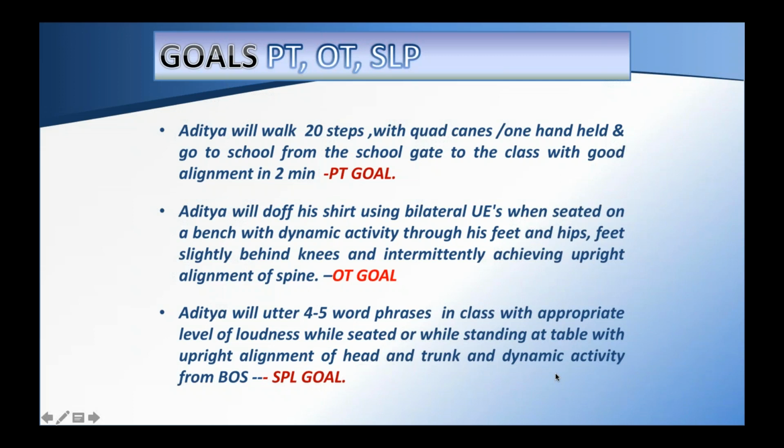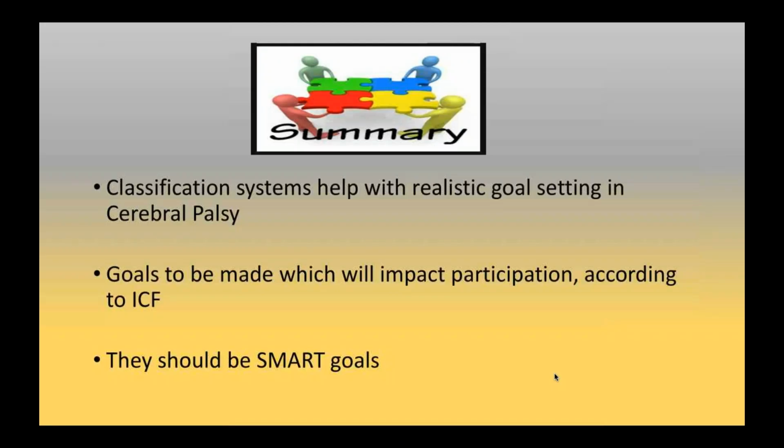So these basically are the goals you need to form. I never said he'll walk independently. I never said he'll draw anything. Just that he's going to have conversations. So I feel this is very, very important. Classification systems with realistic goal setting in cerebral palsy is very important. I feel always look at participation according to ICF and always have SMART goals.